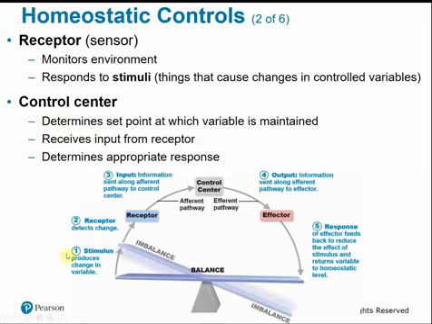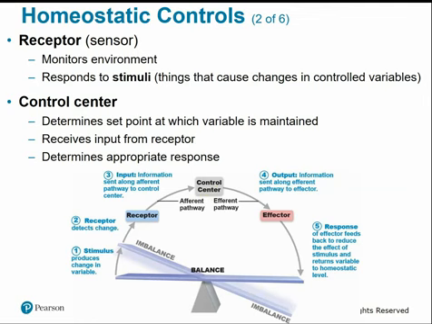So again, the stimulus is producing a change in our variable. Our receptor detects that change, so we send that information to the control center, again the brain or the spinal cord. The control center is also going to determine the set point at which a variable is maintained. We have to have a set parameter of what's acceptable, so we'll know if it's off kilter. Kind of like a thermostat.